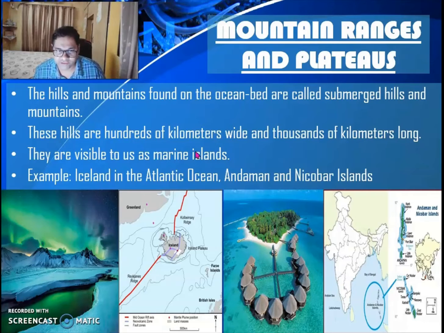An example of these is Iceland in the Atlantic Ocean. This is Iceland over here. You can see the island over here. It is near Greenland and the Faroe Islands. In between them is Iceland. And here you can observe the picture of Iceland. It's a beautiful place, fully covered in ice.